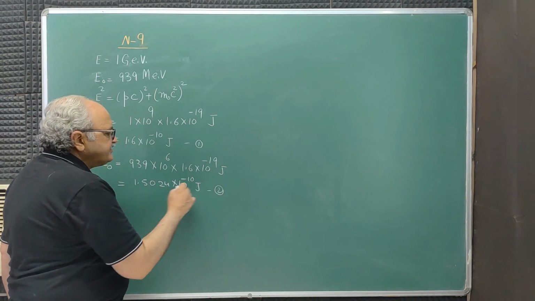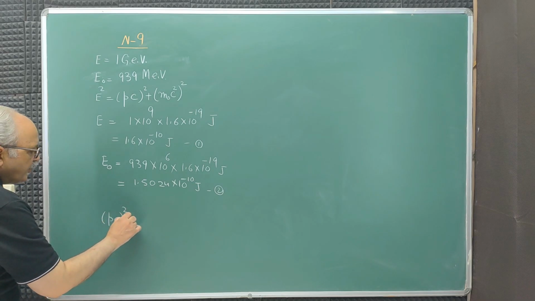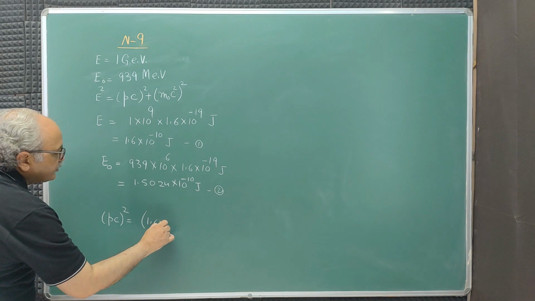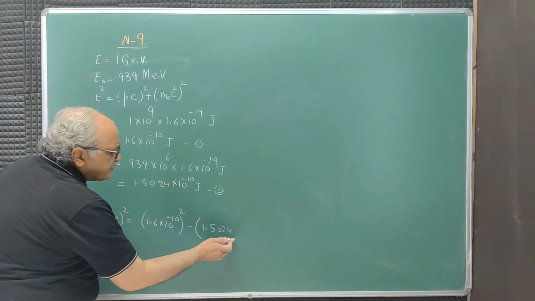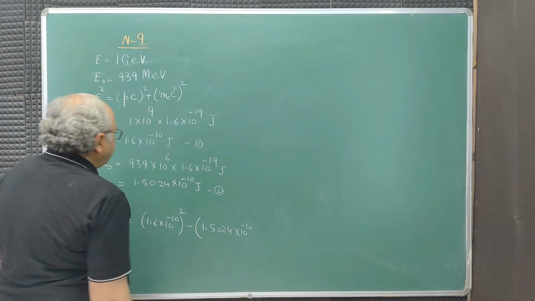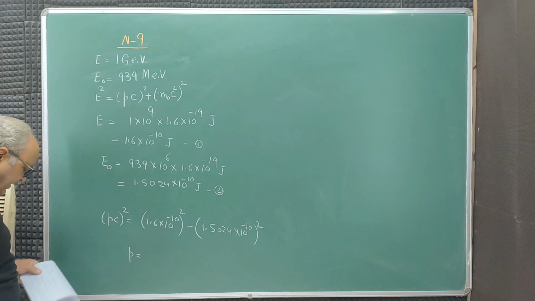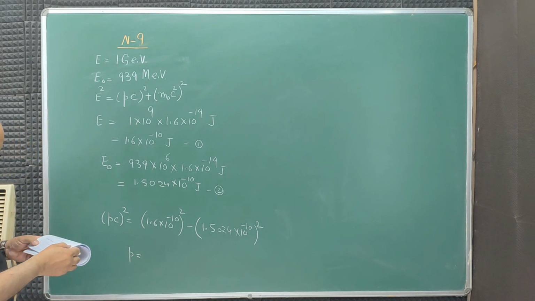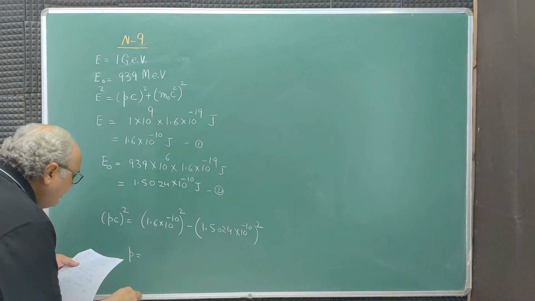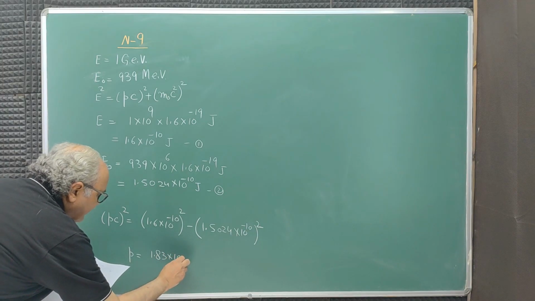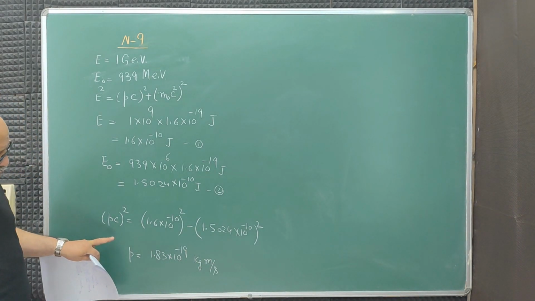So once you calculate these energies, it will become easy for us to find out the momentum. The (Pc) square is going to be the energy, that is (1.6 into 10 to the power minus 10) whole square minus (1.5024, although there is no need to write this, but let's keep it, 10 to the power minus 10, that is m0 c square, the rest mass energy) whole square. From here you can calculate the momentum, and the momentum comes out to be 1.83 into 10 to the power minus 19 kilogram meter per second or Newton second. So use this relation to find out the momentum.